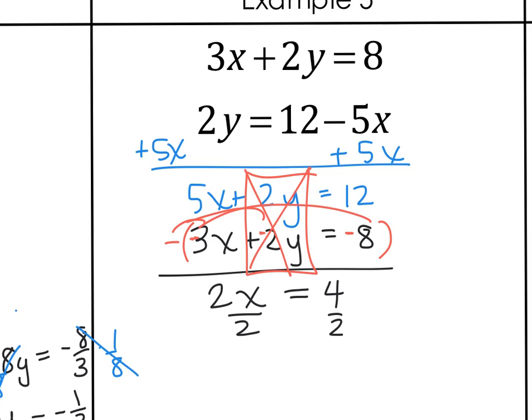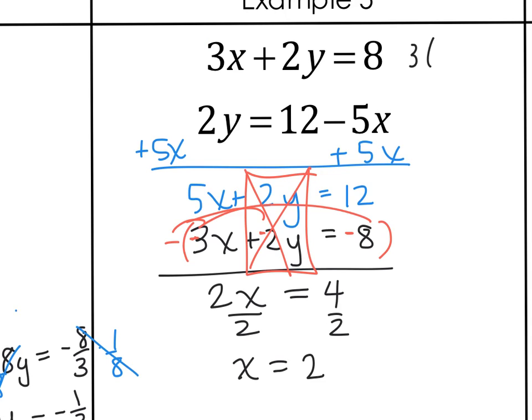Divide by 2, and x equals 2. And at this point, if you chose to multiply the first equation by a negative, then you should see that you've still got the same answer as me, but your work is going to look a little different. Now I'm going to plug this 2 into one of these equations. I'm going to pick the first equation just because I think it looks a little nicer.